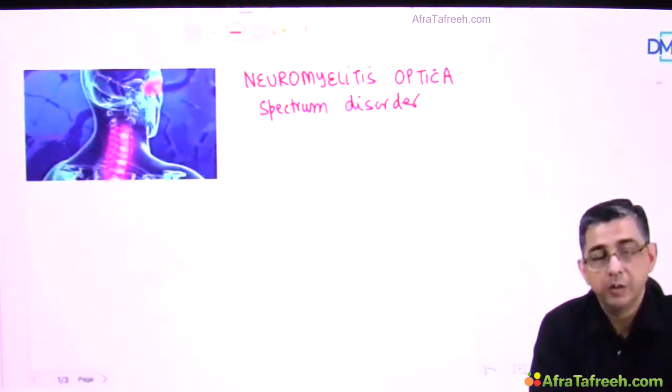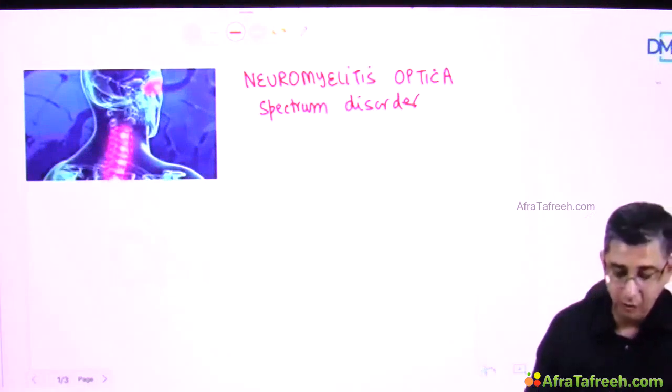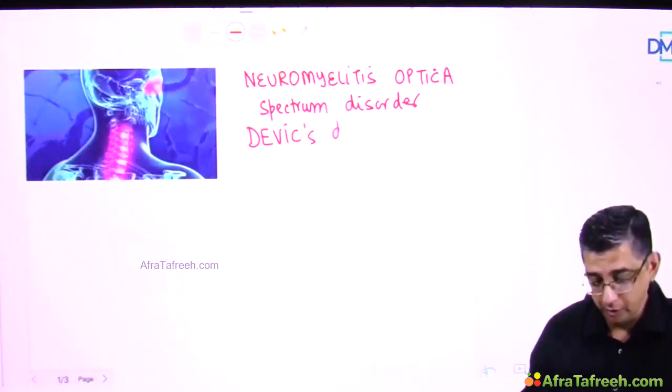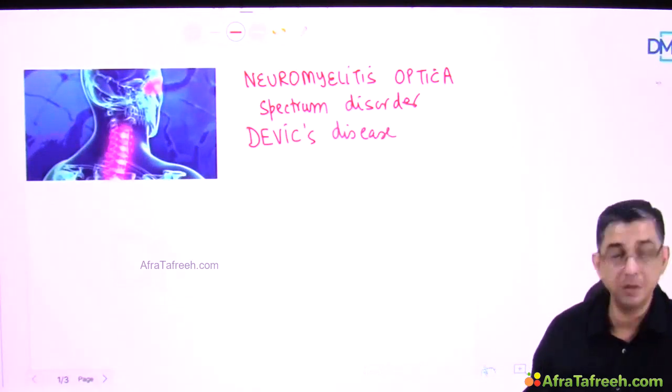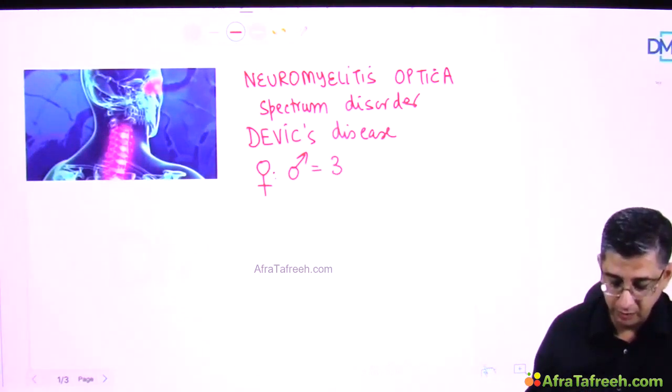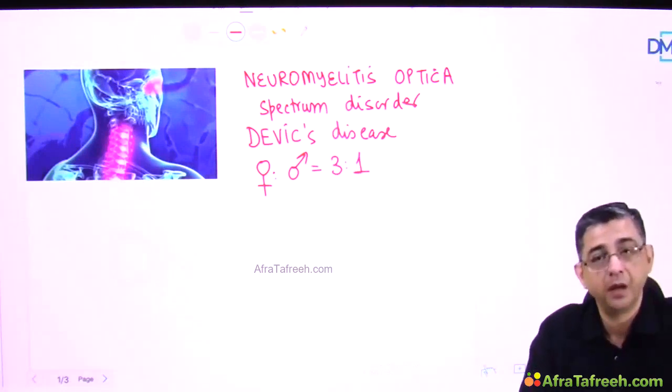Hi guys, we shall now be talking about neuromyelitis optica spectrum disorder. When I was at your age, I used to read about this disease as Devic's disease. It's an autoimmune disorder, so gender-wise, obviously, female patients are more commonly involved as compared to male patients. The gender ratio in this condition hovers around something in the range of 3 is to 1.